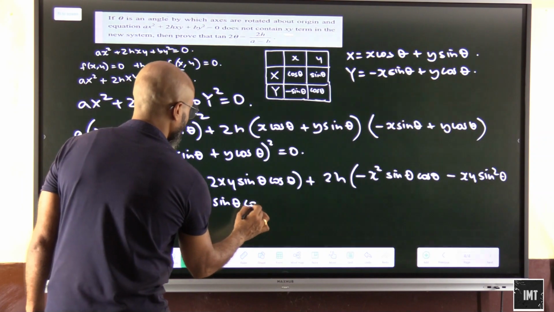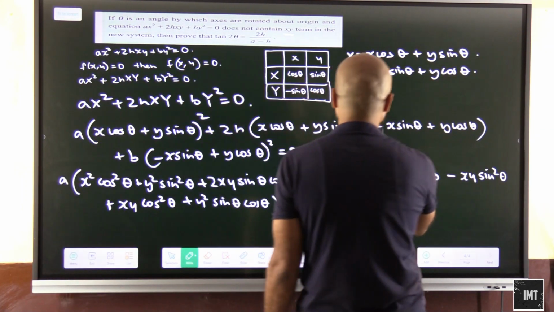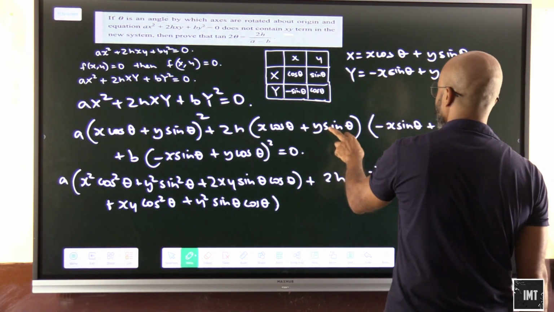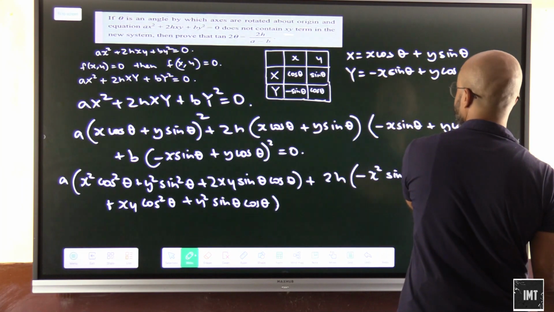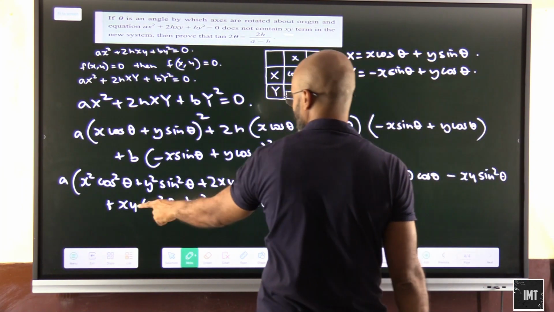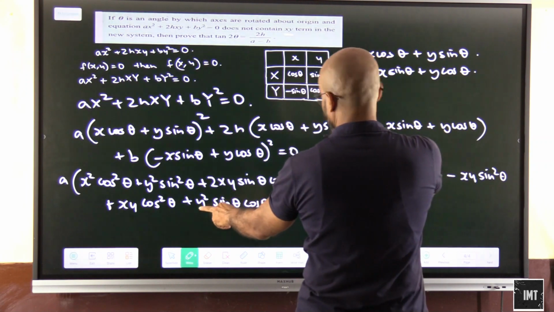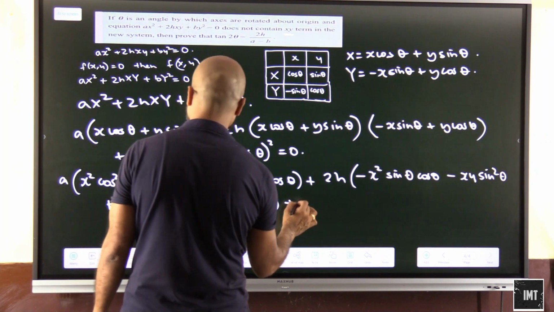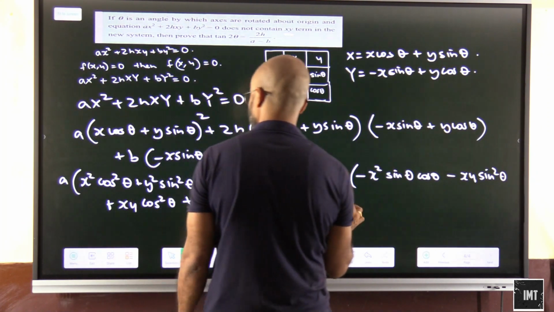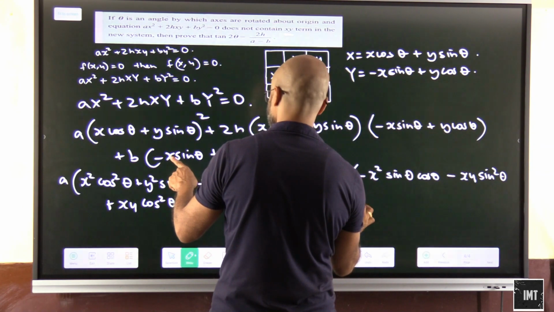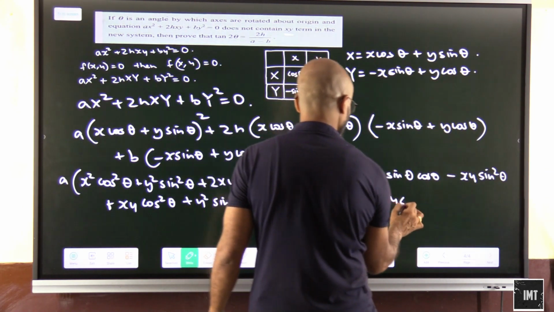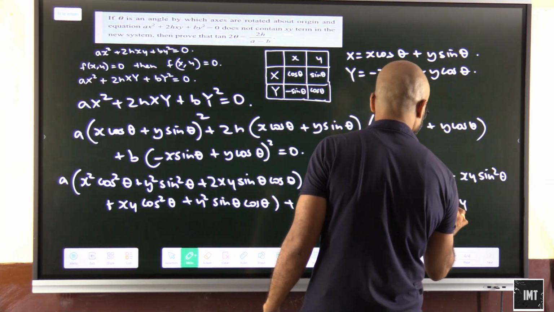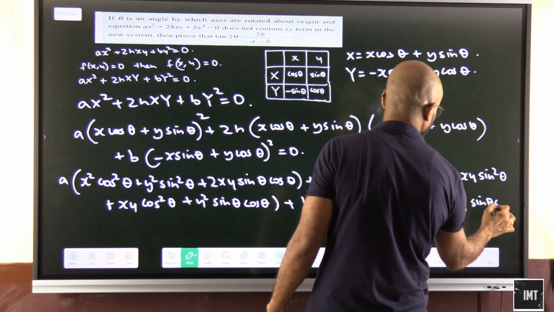So let's look at this once again. X into minus x, so this will be minus x square sin theta cos theta, y into, so this will be minus xy sin square theta, again xy cos square theta plus y square sin theta cos theta. Okay, plus we have b, this will be x square sin square theta plus y square cos square theta minus 2xy sin theta cos theta.